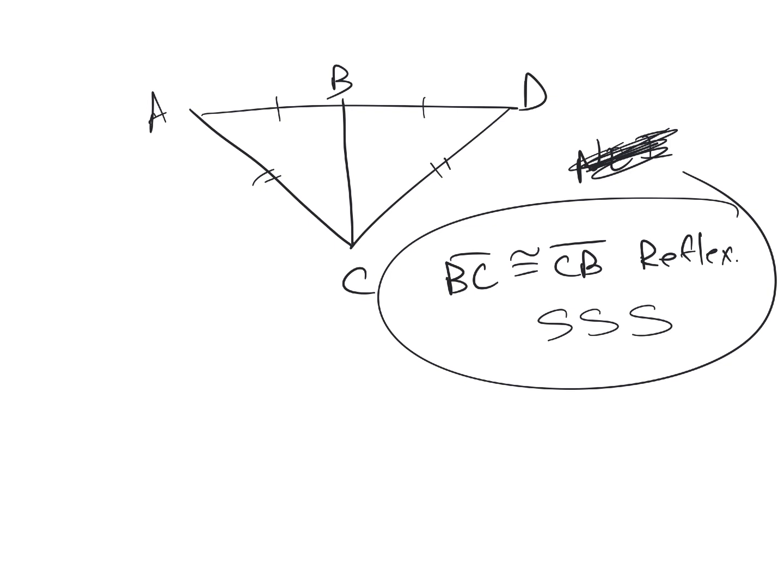If you just said side, side, side, and you didn't tell me the reflexive, that's a half a point. You know it's side, side, side. BC is congruent to itself. BC in the left triangle is the same as BC in the right triangle, so it has to be congruent to itself. So there's your third side.